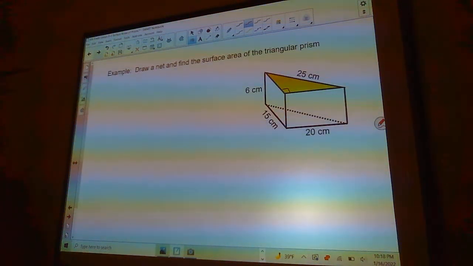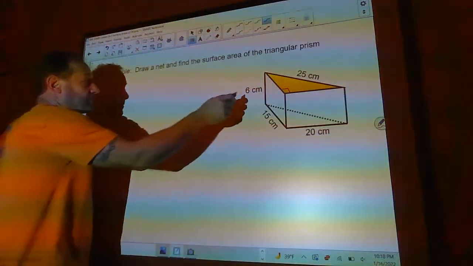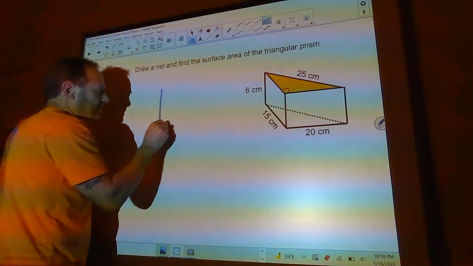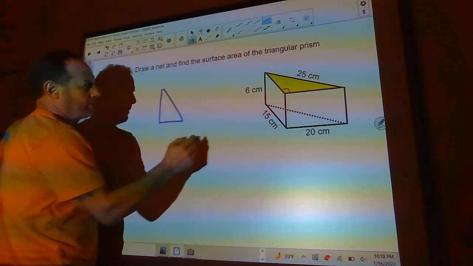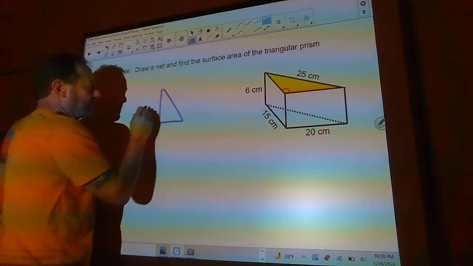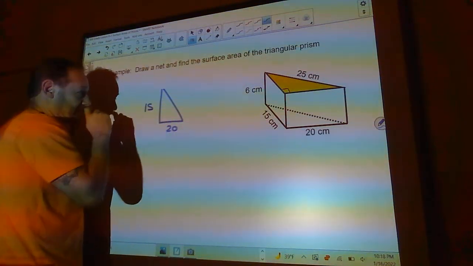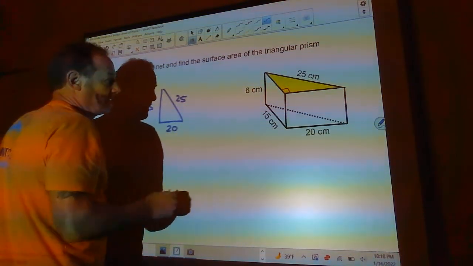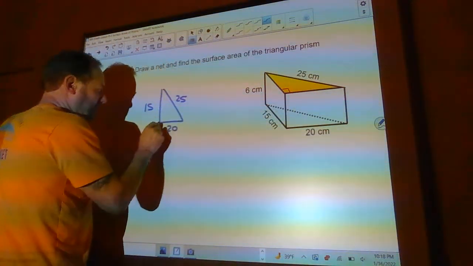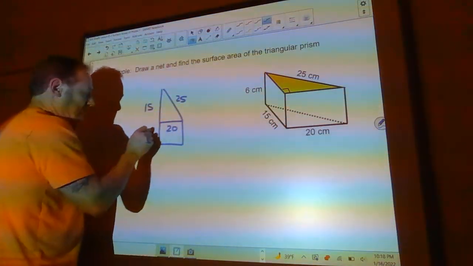Okay, what about this? It says draw a net and find the surface area of the triangular prism. Okay, this is a little bit different because I've got triangles. So I'm going to have a triangle like this for the top, and this is going to be 15 for this side, and this is going to be 20 for this side. Obviously, this is not to scale. This is going to be 25. And then there's going to be a rectangle on the bottom of this thing, and that's going to be 20 by 6.